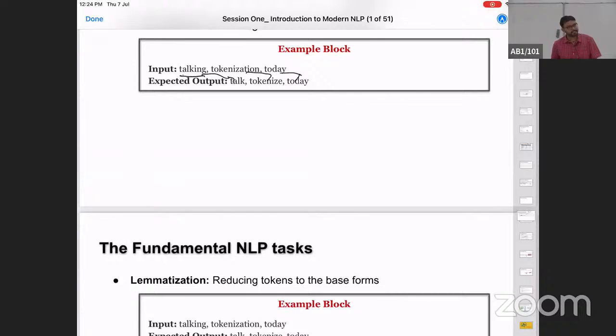Yes, it will bring. We'll go through that example also. We'll talk about that.